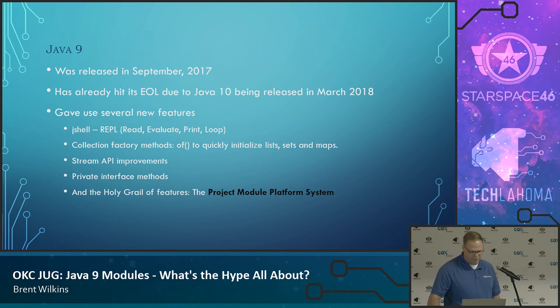And then the holy grail of features. I guess it's called the holy grail of features. It's the whole reason why the big hype behind Java 9 is the project module platform system. Maybe it's a holy grail, maybe it's not. I don't know. I'm not sure. There are definitely going to be companies that are going to use it. There's going to be other companies that it's not that big a deal to. Yes, it could. We'll look at that a little bit in the demos.